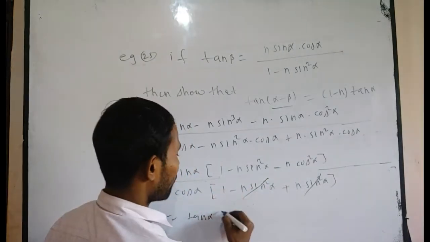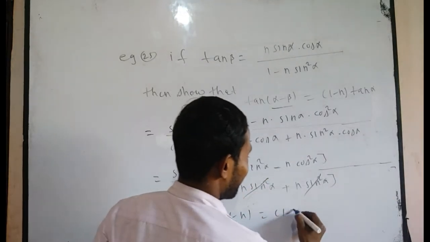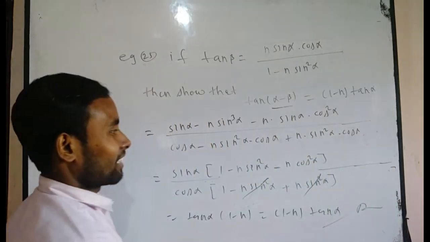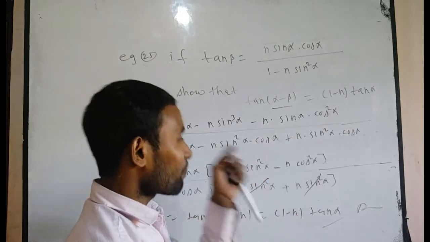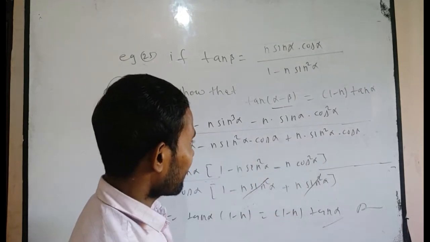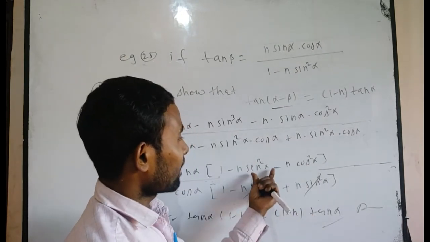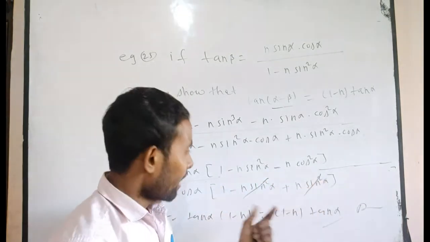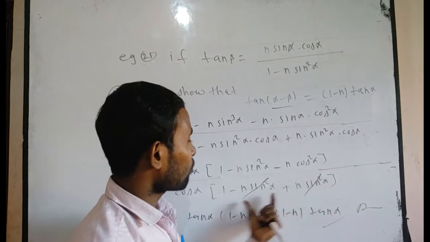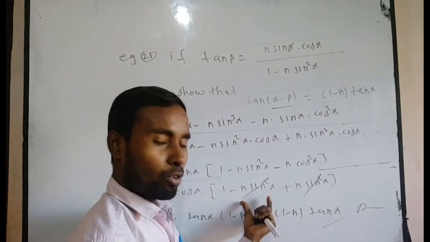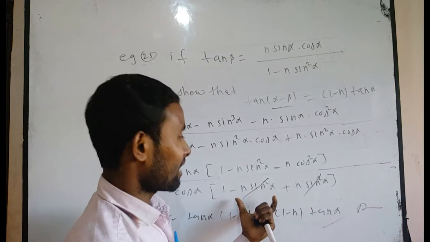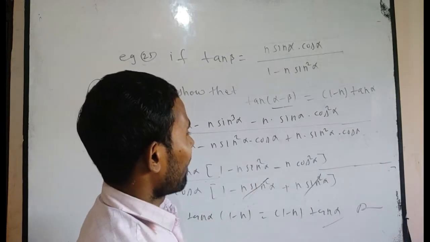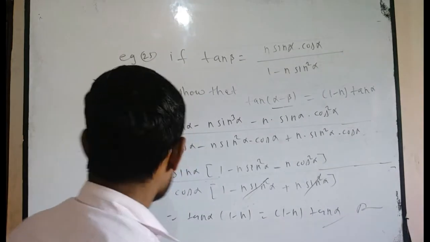So n times 1, that means 1 minus n. I made some mistakes, so finally I got your answer, the RHS. You can take common here, and sin square alpha plus cos square alpha will be 1. Here sin square alpha is positive and minus sin square alpha will be negative. I didn't see it carefully, so due to it I faced a problem here.